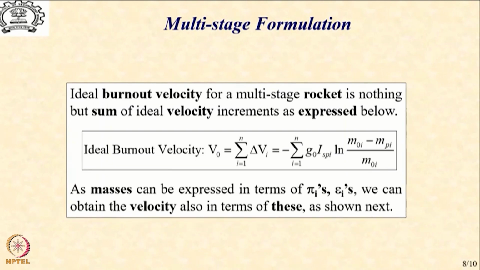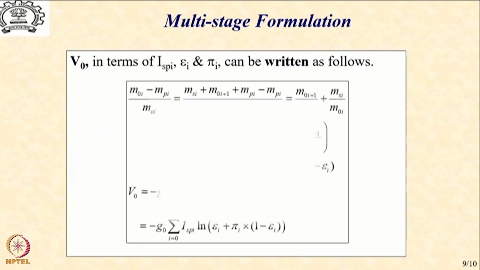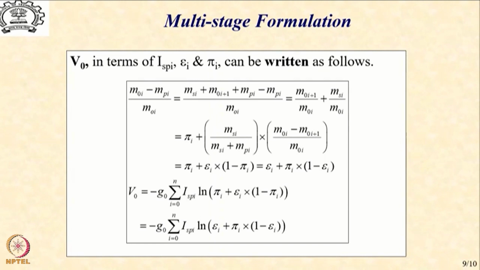Now we have already defined the two mass parameters pi i's and epsilon i's as non-dimensional parameters, and as the ratio inside the ln is also non-dimensional, it is now appropriate that we introduce those two parameters as part of our velocity expression. This is shown next. So V naught in terms of the three parameters Isp_i, epsilon i and pi i can be written as follows.